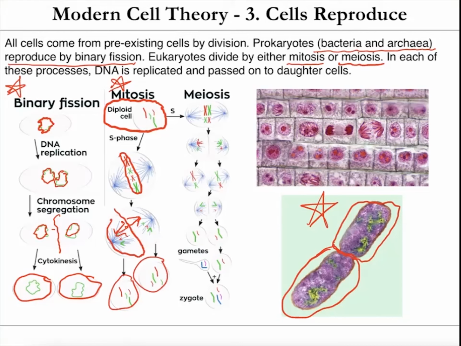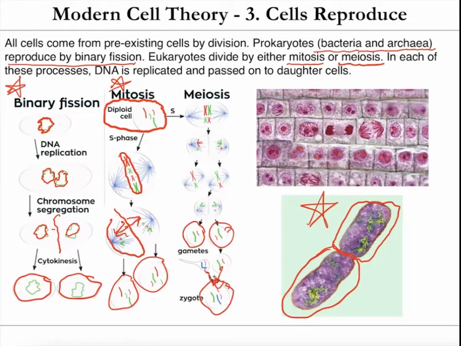Meiosis is very similar, except that you ultimately result in 4 different cells, and each of them carries half of the genetic information. That will make sperm cells and egg cells that will eventually join together to form a zygote. So, mitosis and meiosis.